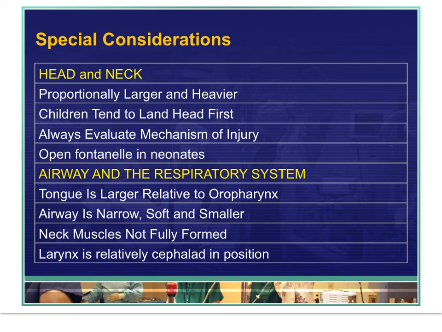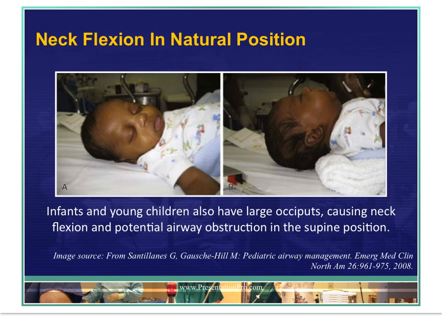In terms of their airway and the respiratory system, the tongue is relatively larger compared to the oropharynx. The airway is narrower, softer, and smaller. The neck muscles may not be fully formed and able to protect the neck and the airways yet. And the larynx is relatively cephalic in position. This picture shows the natural flexion position of an infant, and therefore, in order to achieve a better airway opening, it may be necessary to put a folded towel in between the shoulder blades.